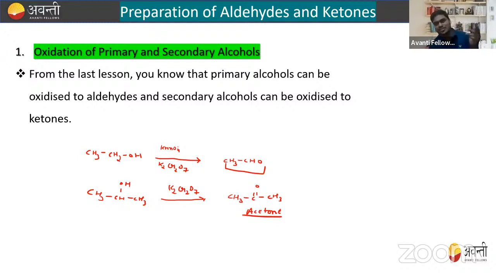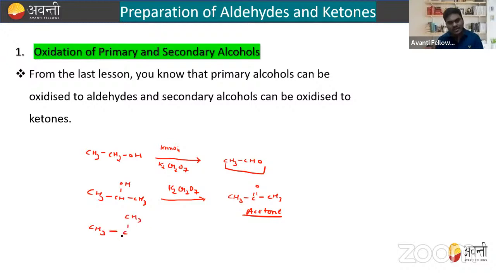We know that by the reduction of aldehyde and ketone with a reducing agent and the Grignard reagent, we are able to produce alcohol back, right? We already discussed this. So by the oxidation of primary and secondary alcohol, we get this. Now, one question comes to your mind: what about the tertiary alcohol? What happens in the case of tertiary alcohol?